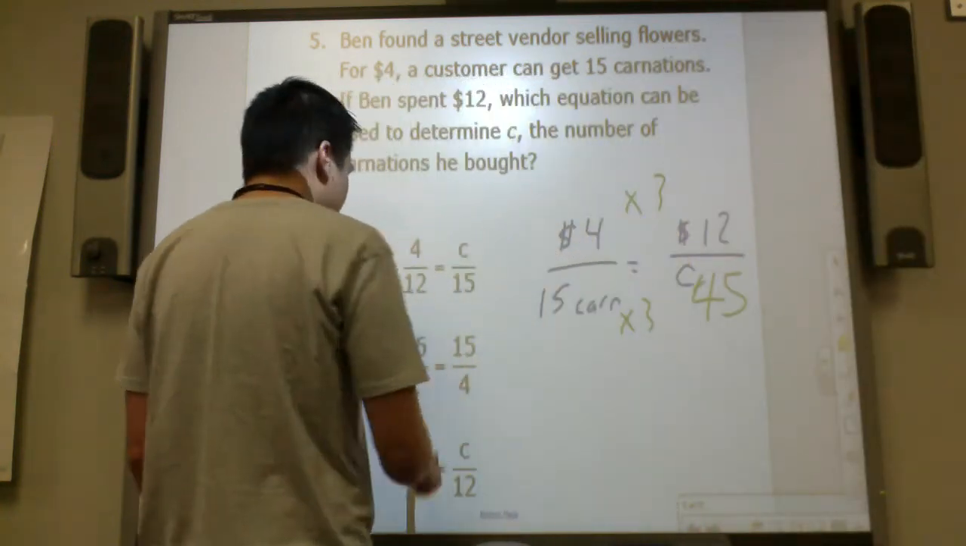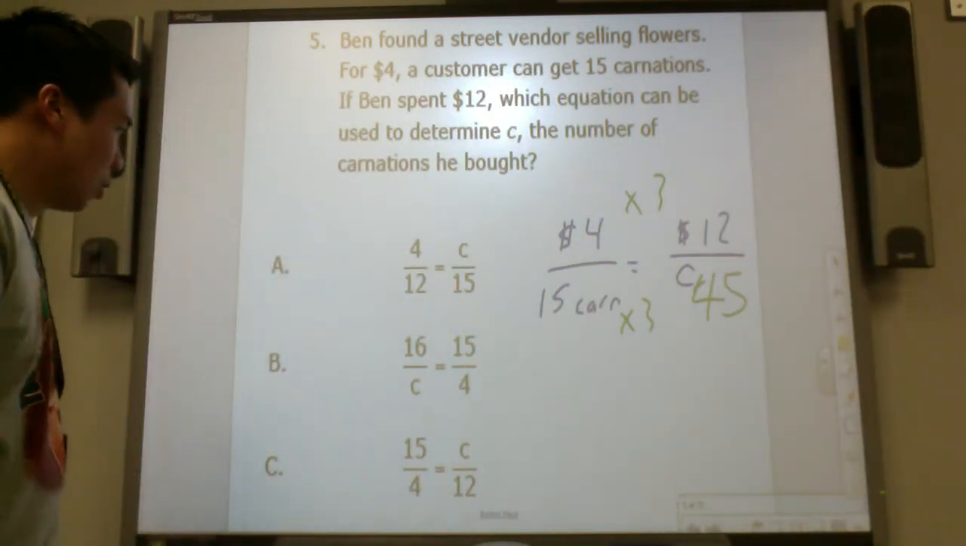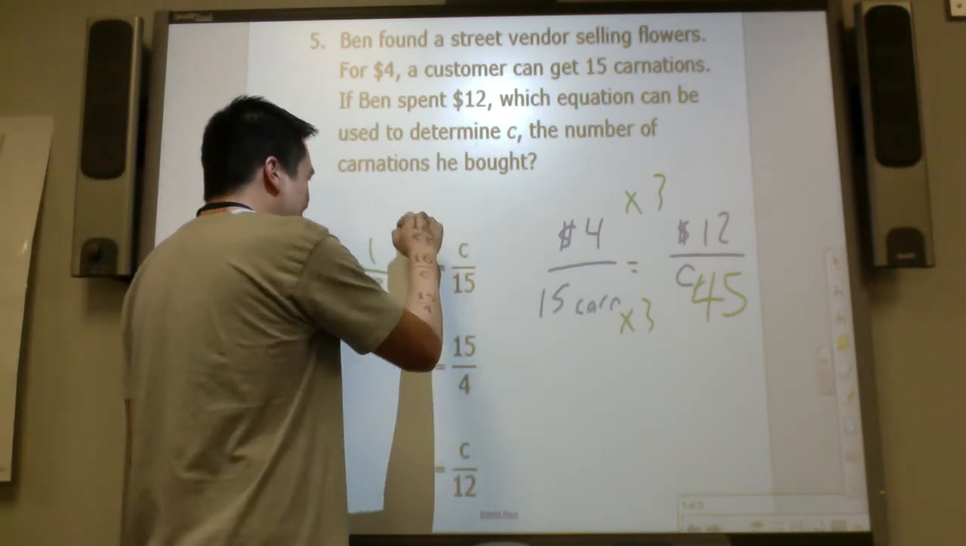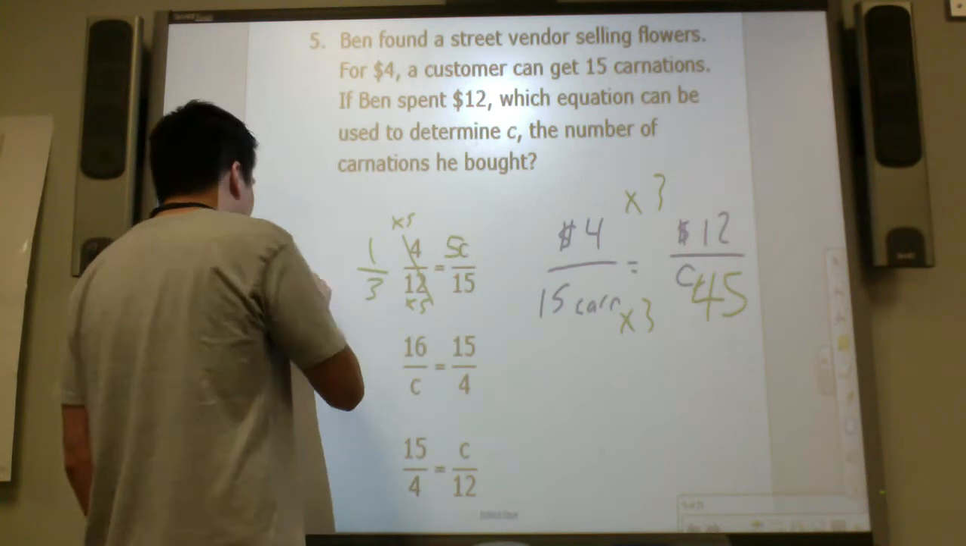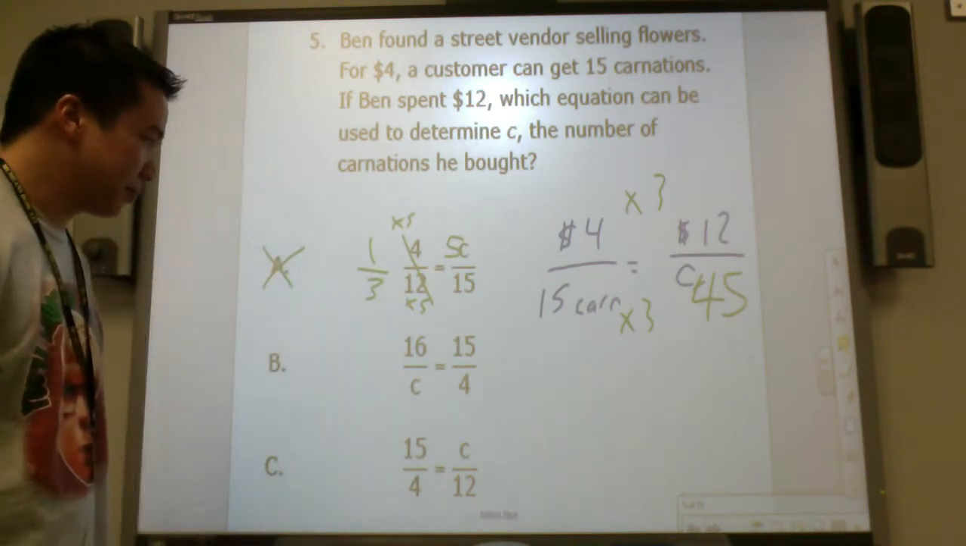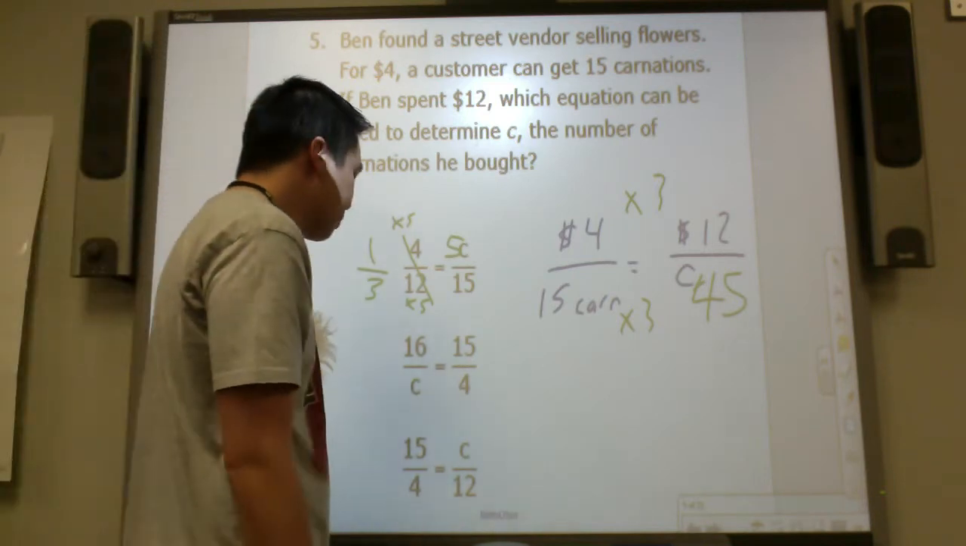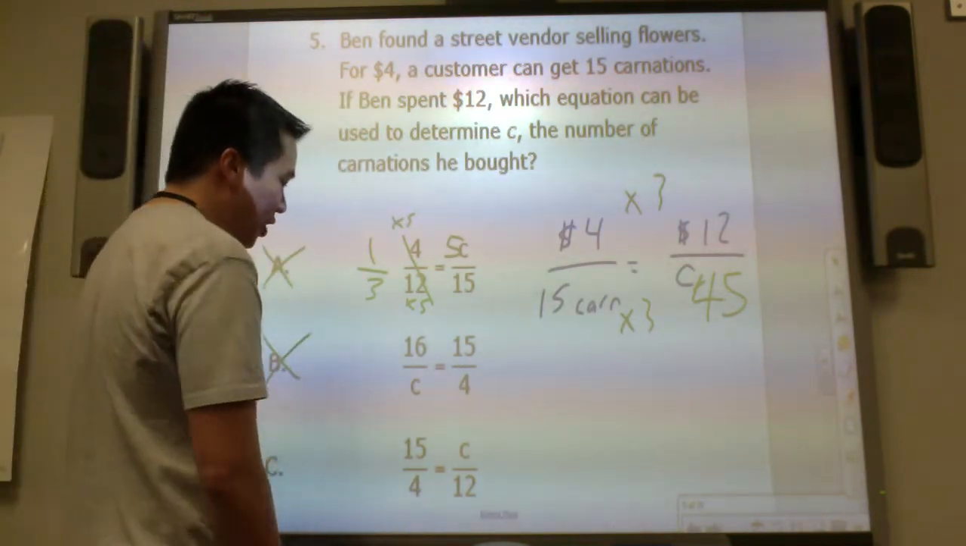Can 12 be built up into 15? Well, we could break it down to 1/3. Then we build it up by 5. It's 5 carnations. That does not make sense. Can 15 be broken into 16? No, it cannot. So letter C.